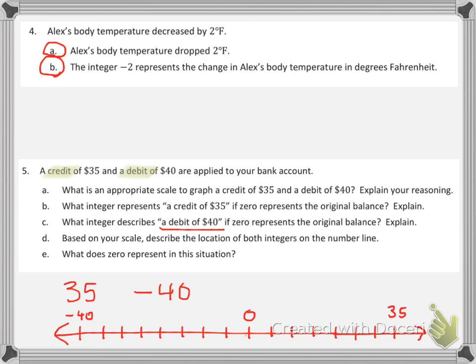Okay, that's lesson 2 and lesson 3. We're applying some words that mean positive and negative, and putting integers in place of those to represent the situation.